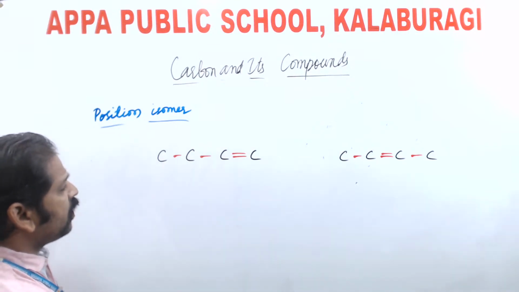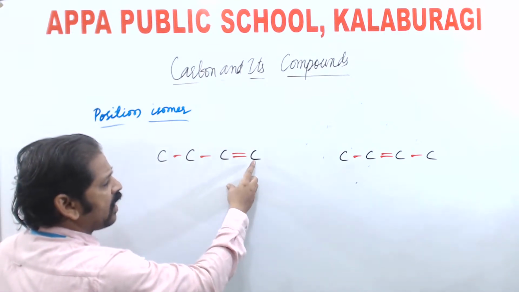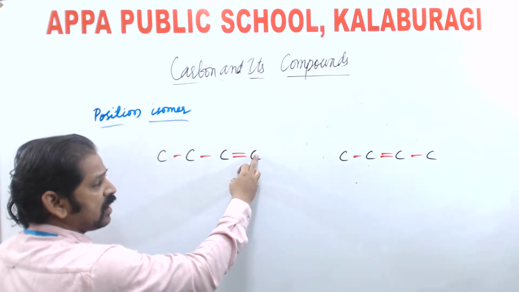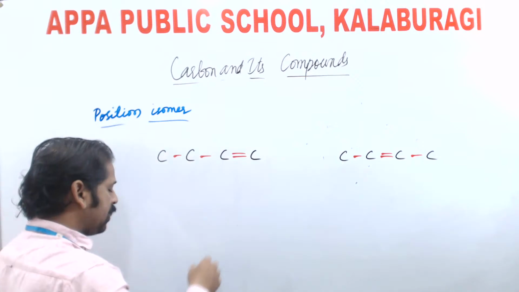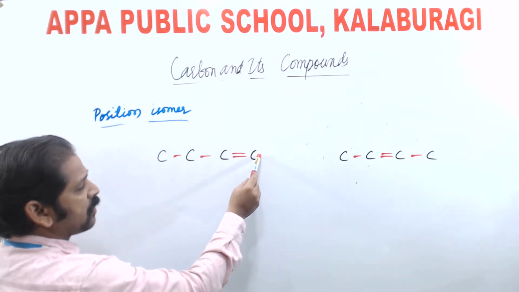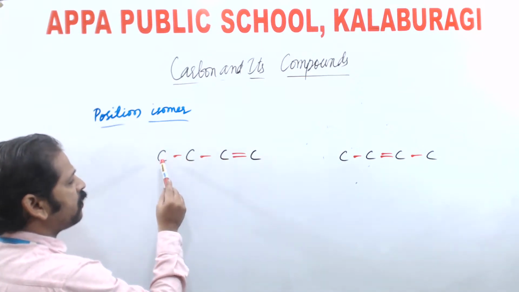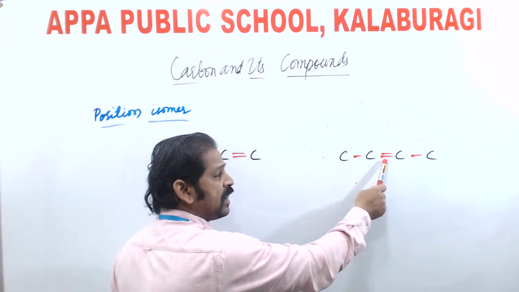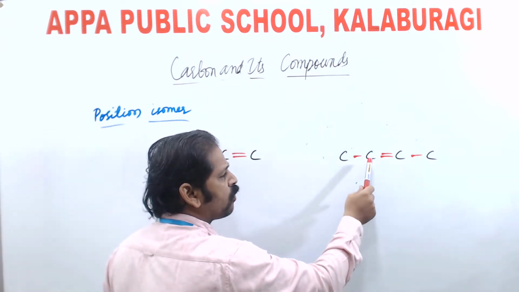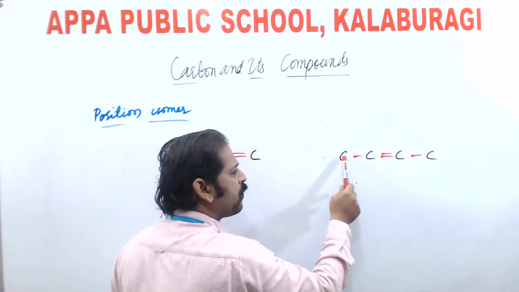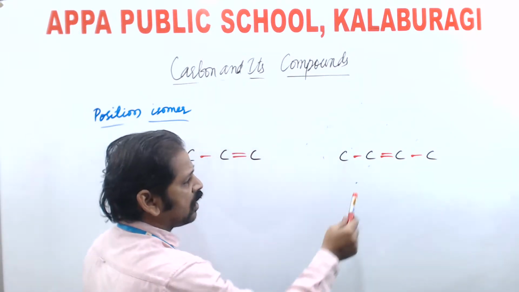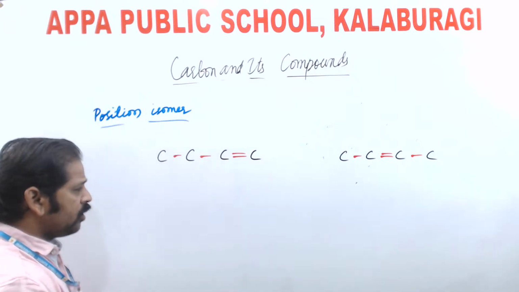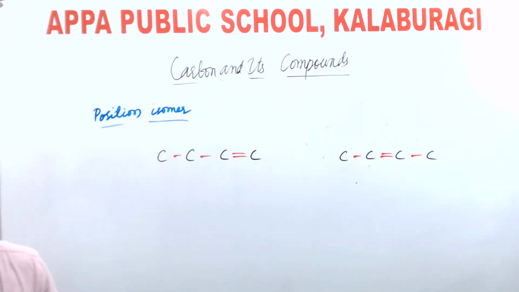Position of double bond. Here the double bond is after the first carbon, so this carbon is called first carbon, second carbon, third carbon, fourth carbon. But here the double bond portion is at the second carbon. 1 2 3 4, 1 2 3 4. On this side you can take it. Double bond portion is here only. So this is called, as you usually know, butene.